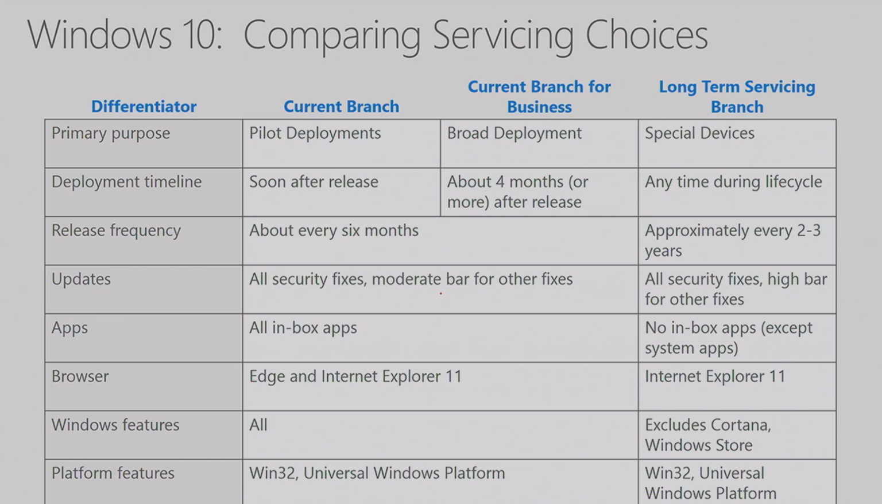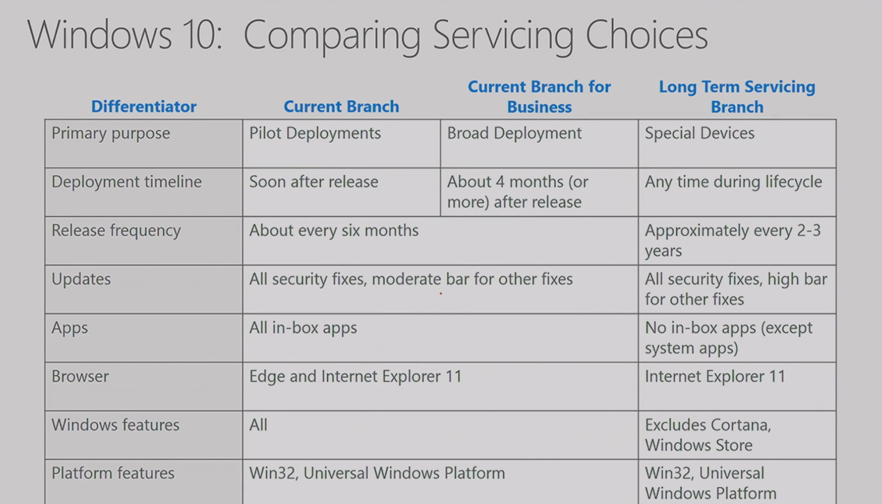So kind of to summarize then, we have the current branch release, first 4 months of its lifetime, used for pilot deployments. Current branch for business, used for broad deployment. It's not like these, though, are two different things. They're really the same thing at different points in time. 1607, when it was originally released, is considered current branch. It becomes current branch for business after 4 months. It's the same bits.